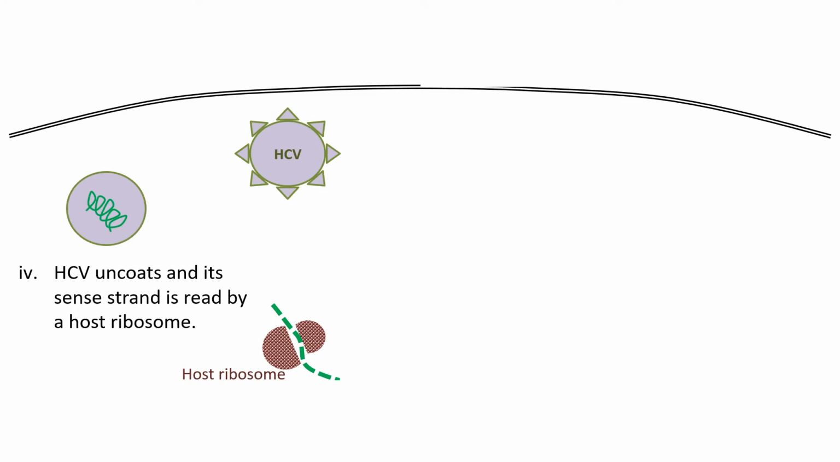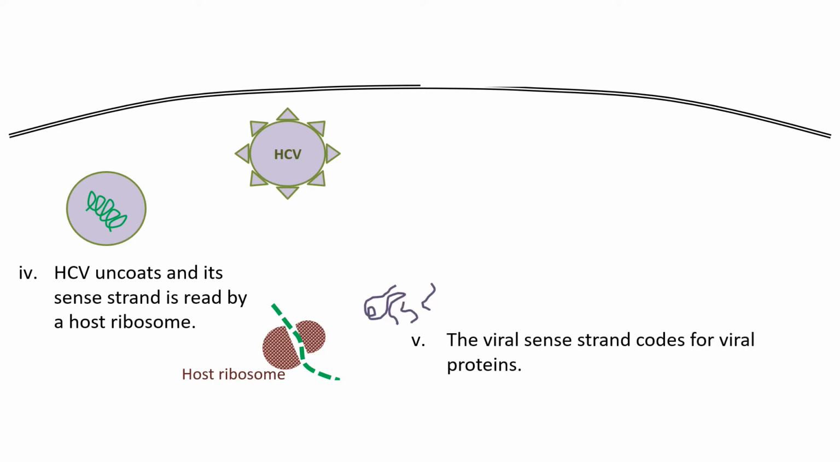Once it gets into the cell, of course, like other coated viruses, it needs to uncoat. So it uncoats, its sense strand is now ready and free and goes and binds to a host ribosome to be read. This then produces viral proteins. These are the proteins that are going to make the capsid, make the RNA-dependent RNA polymerase, those sort of proteins that viruses need other than the nucleic acid.